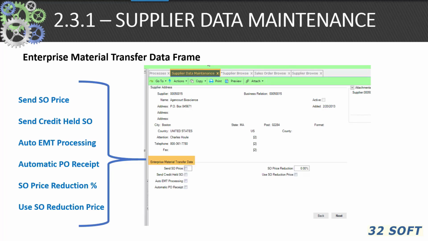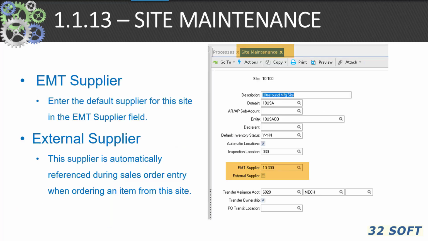As we move on to the supplier in 2.3.1, there's the supplier data maintenance, and the EMT transfer frame appears. Here you can set whether you're going to send SO prices to your secondary business units. Are you going to send credit holds? Here's that automatic transfer that we had talked about, the automatic processing, automatic purchase order, and then a sales order price reduction percentage, and are you going to use that percentage?